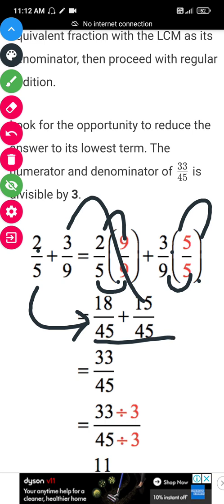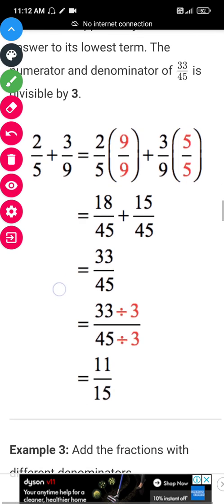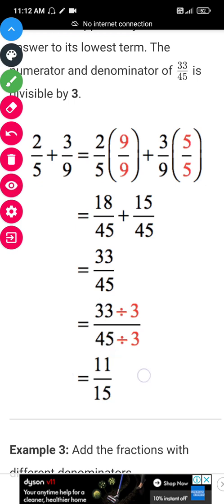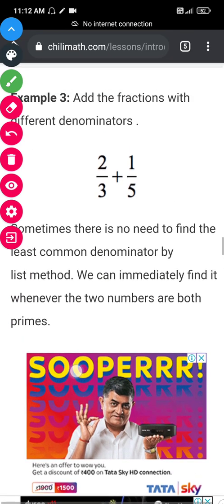Now they have the same denominator, so we can add the numerators. 18 and 15 give us 33 by 45. Now 33 by 45 can be made smaller, because we can cut both with 3. 3 elevens are 33 and 3 fifteens are 45, so 11 by 15 is the final answer. This is the way you add or subtract like fractions.